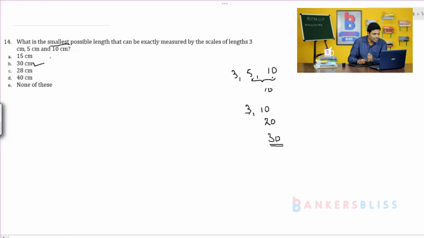Therefore, 30 is the smallest possible length that can be exactly measured by the scales of lengths 3 centimeter, 5 centimeter and 10 centimeter. So for problem number 14, 30 centimeter is the right answer. Let us go to the next problem, problem number 15.